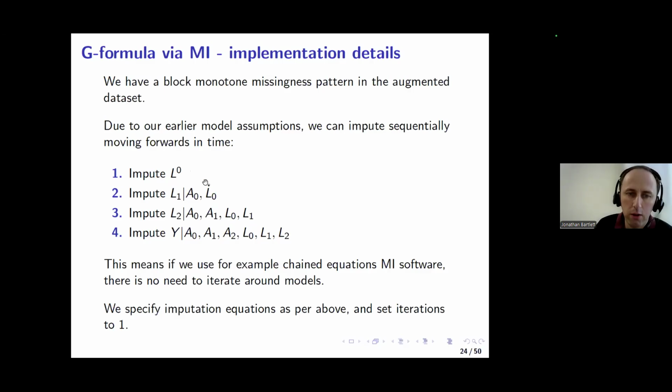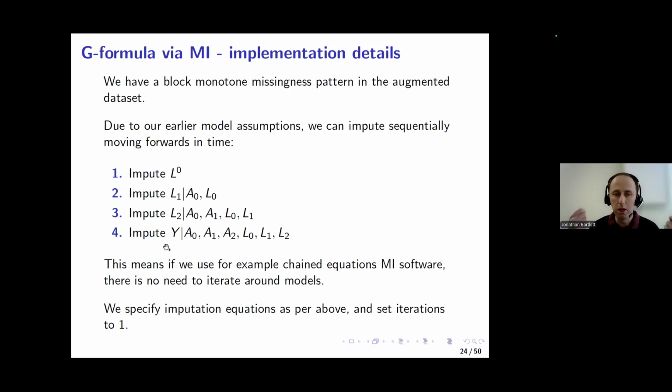and then impute the visit 1 confounders given the baseline treatment and the baseline confounders, and impute forwards in time using whatever models we deem appropriate for the time varying confounders and then the outcome. And so what this means is that you can make use of existing multiple imputation software. So for example, the mice package in R that many of you might be familiar with.